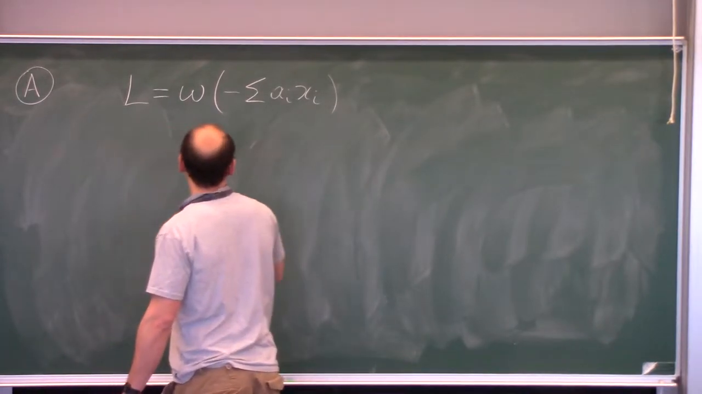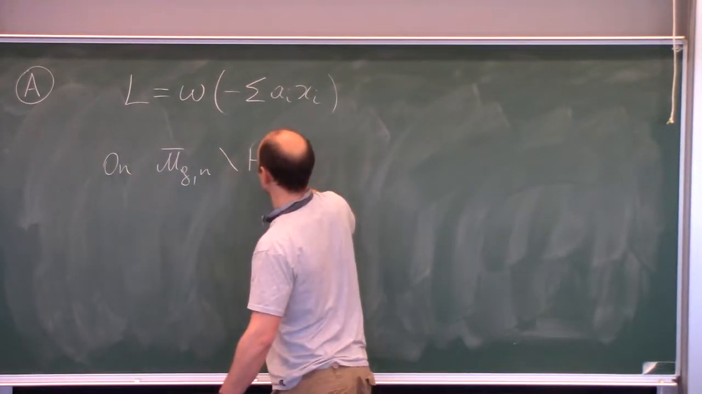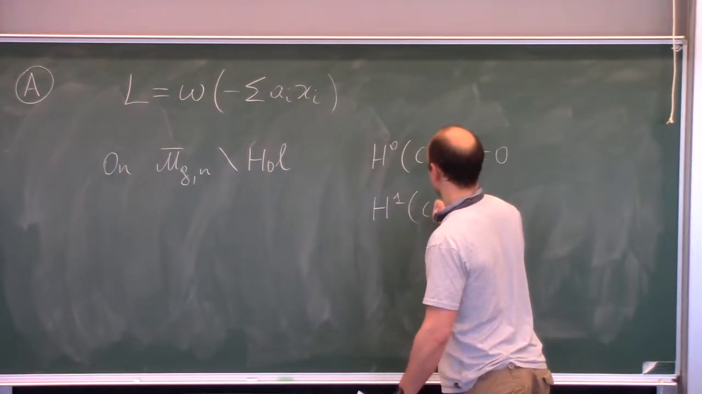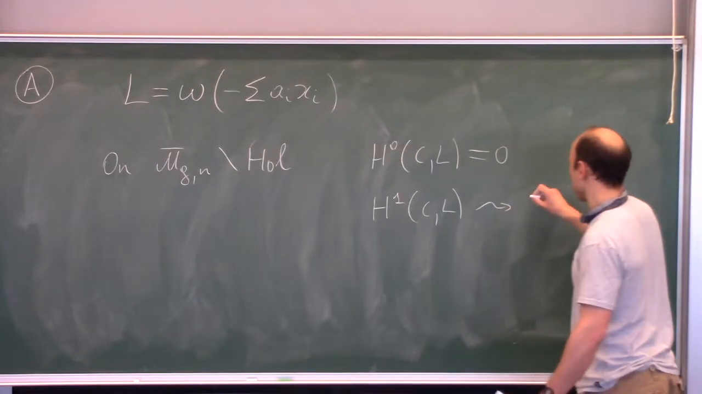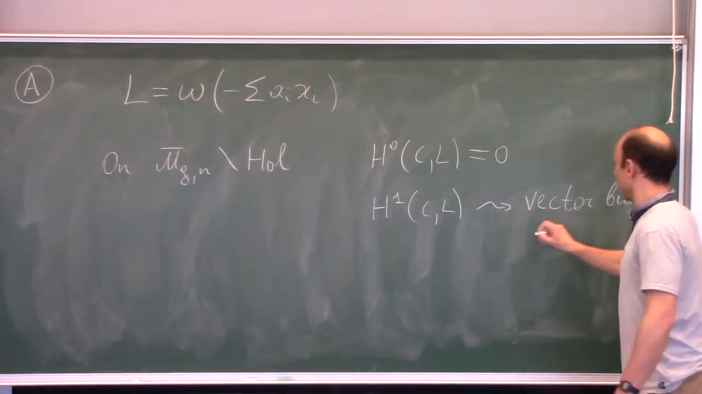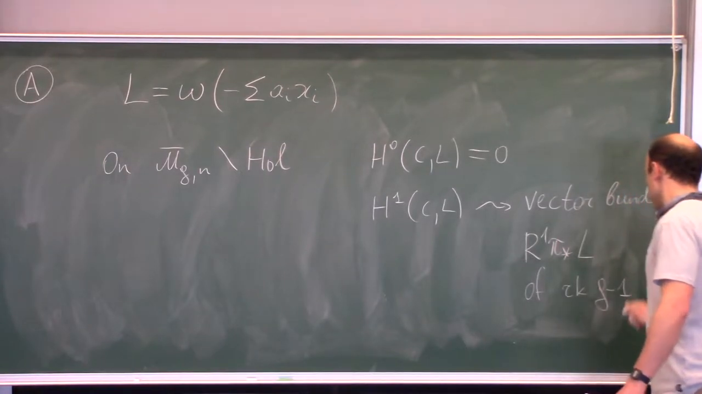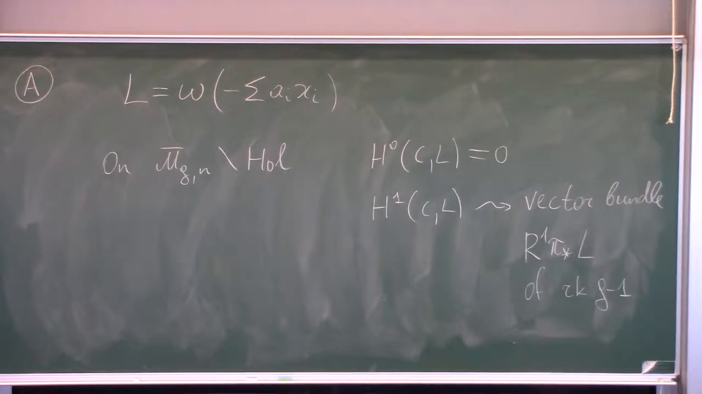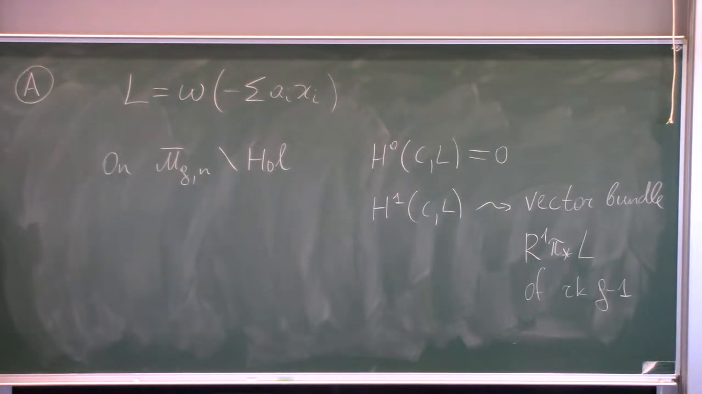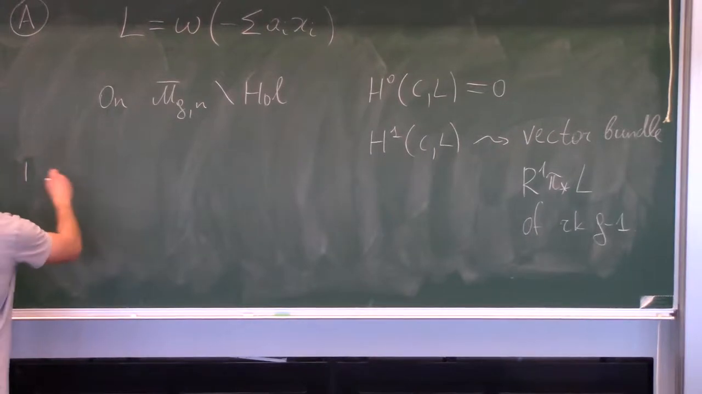Now I have the space, so outside on MGN bar minus the holomorphic locus, I have H0 of C, L equals 0, H1 of C, L. They form a vector bundle R1 pi star of L of rank G minus 1. But now I would like to have something of degree G minus 1 instead of degree G. So I notice that H1, so let me see.